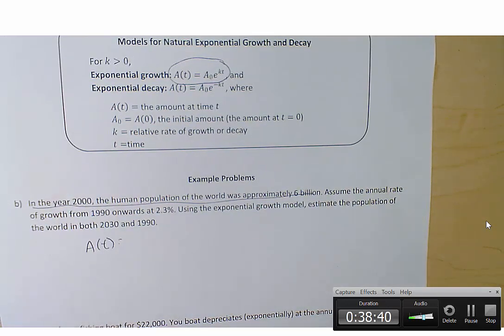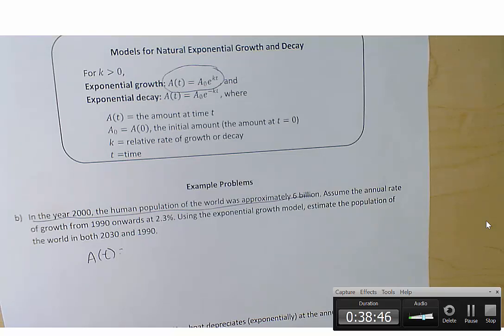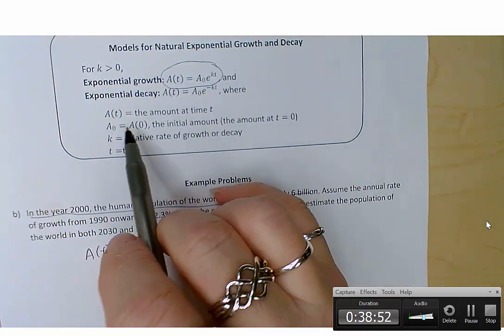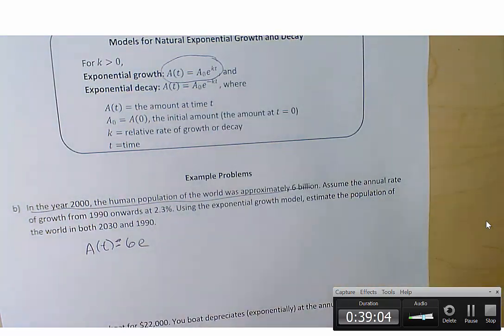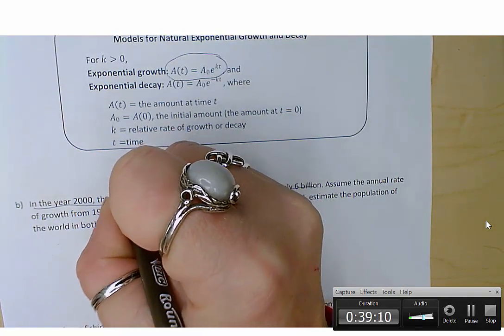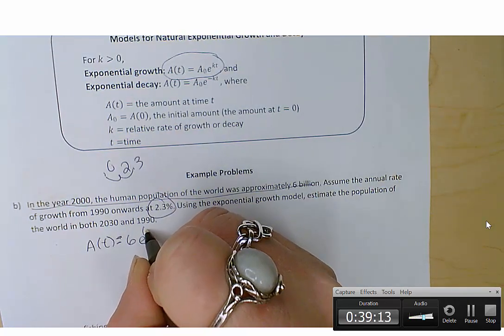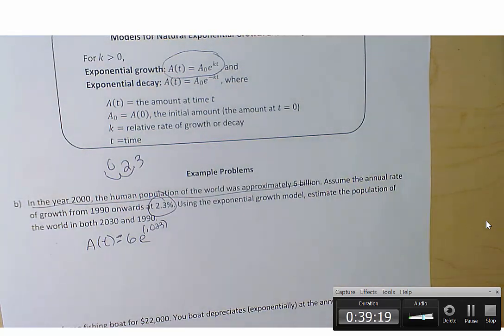So think of the year 2000 as year 0. That is our starting point. And in that year, we had 6 billion people in the world. So time would be 0 for that situation. A sub 0 is our amount, so that's going to be a 6, just with the understanding that this is going to be in billions, times e to the kt power. Now, k is our rate, and it's giving us 2.3%, or as a decimal, that is 0.023, times t, so times our year here.